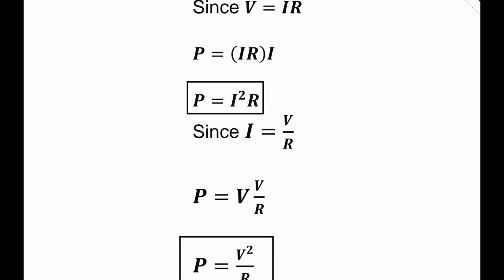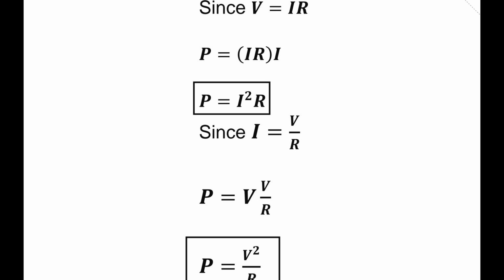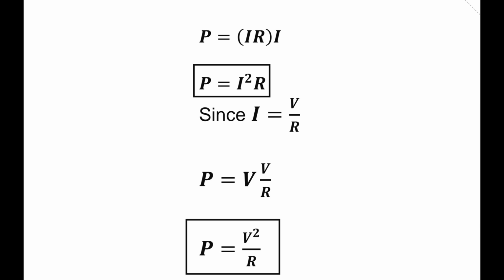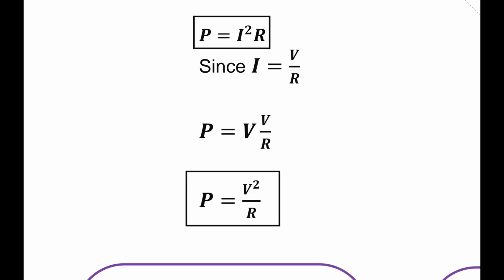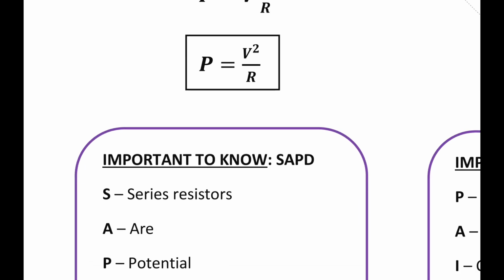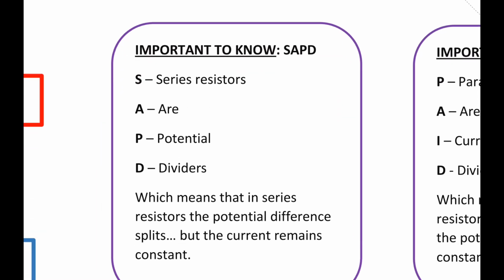Since I equals V over R according to Ohm's law, you're going to replace the I by V over R. Then you're going to have P equals V times V over R, and then P equals V squared divided by R. So it's important to know.